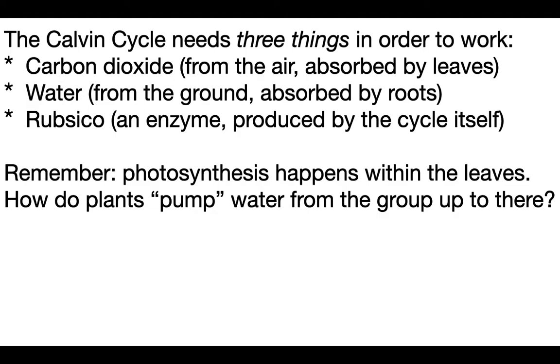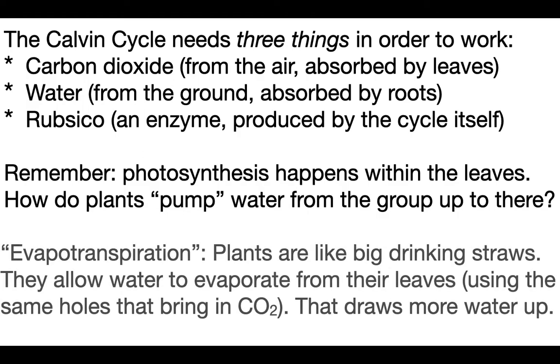The plant doesn't have any muscular tissue like a heart to pump that water through the plant. So what is it that allows the water to end up going upwards against the force of gravity? And the answer is a process called evapotranspiration. Take a second to wrap your head around that word, evapotranspiration.